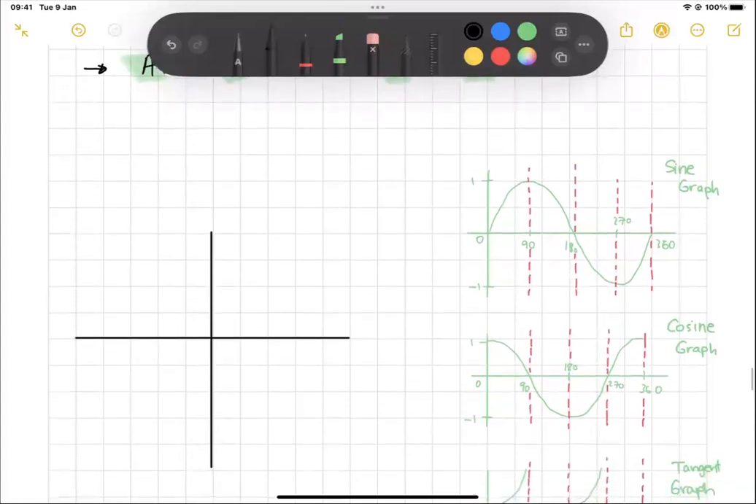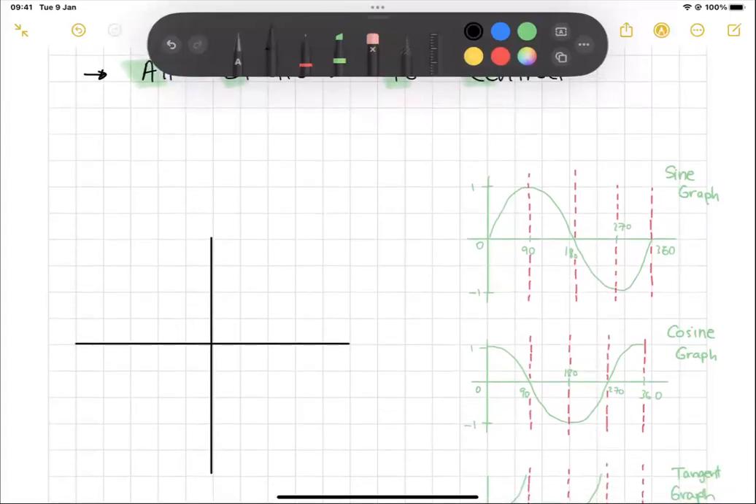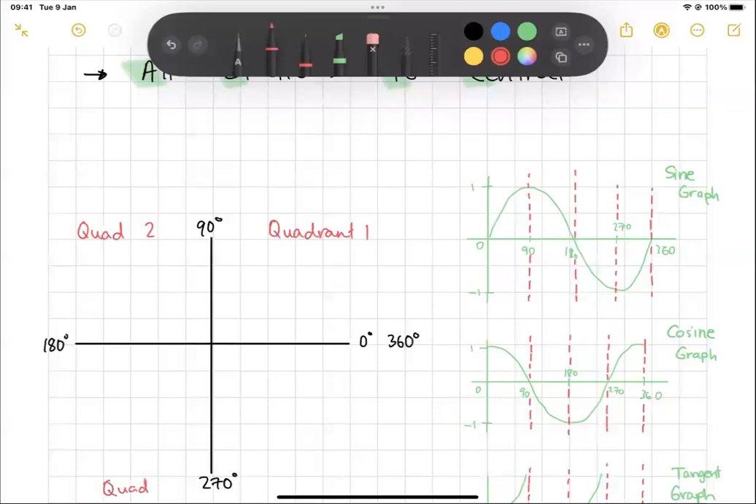To draw a unit circle, this is how it's going to go. I've drawn my X and Y axes. I'm going to start at 0 degrees over here, 90, 180, 270, and then it goes back to here, and that makes one revolution. Now, I'm going to label it into different quadrants. I'll call 0 to 90 quadrant 1. Then 90 to 180 is quad 2. 180 to 270 is quad 3. And then 270 to 360 is quad 4.